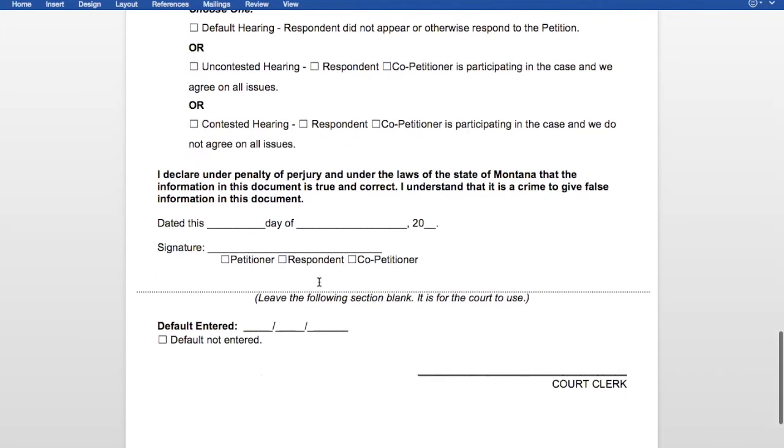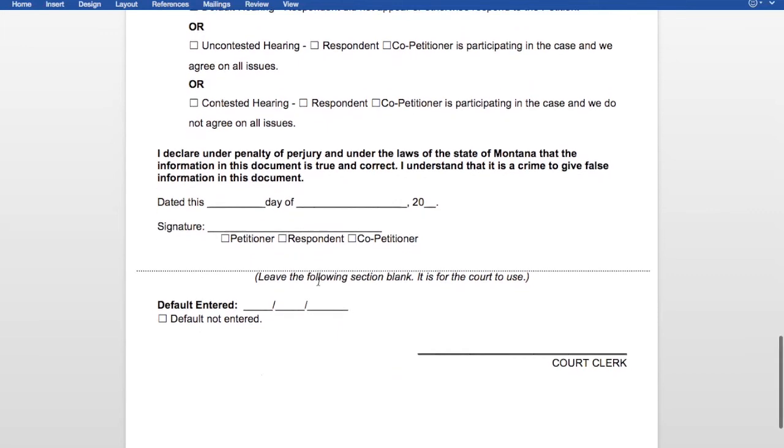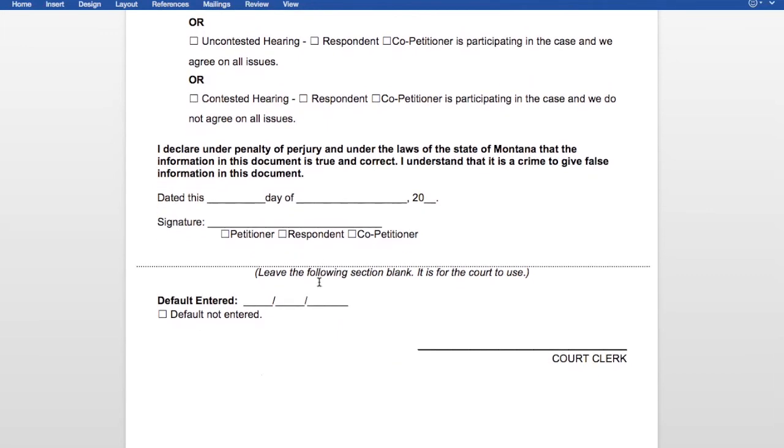After you finish filling out the form, you will need to sign and date it, and then it can be filed with the district clerk of court. When filing this form, you will want to have a copy of it so you can send it to the other party.